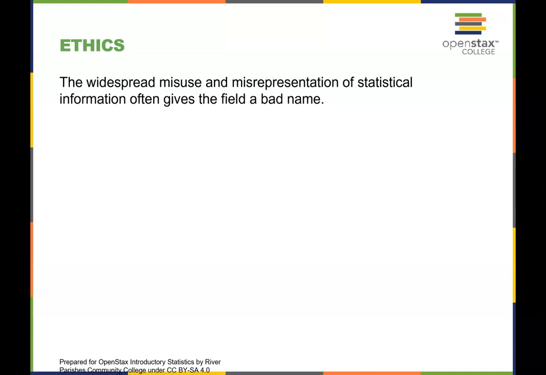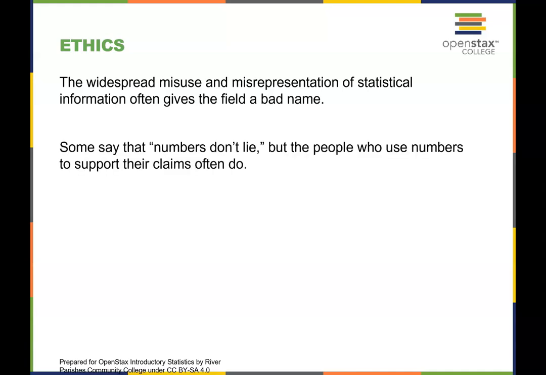The widespread misuse and misrepresentation of statistical information often gives the field a bad name, so this is part of the ethics. We'll talk about these things more as they come up, but we're just getting the vocabulary out there. There's more details in your book too. Some say that numbers don't lie, but the people who use numbers to support their claims often do. There's a lot of times some bias. Who's funding the study will be something we look at when we look at some articles and talk about things that could be problematic.